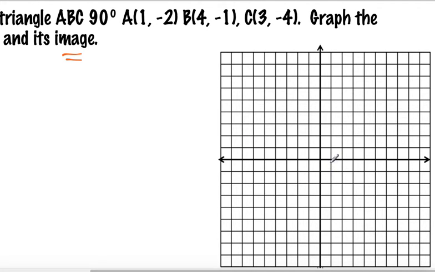A is at 1, negative 2. So here's A. B is at 4, 1. For negative 1. Oops. Good thing I have a key in front of me so I'm not making these mistakes. Here we go. 1, 2, 3, 4, negative 1. A lot of places for tiny errors, so always be careful. C is at 3, negative 4.